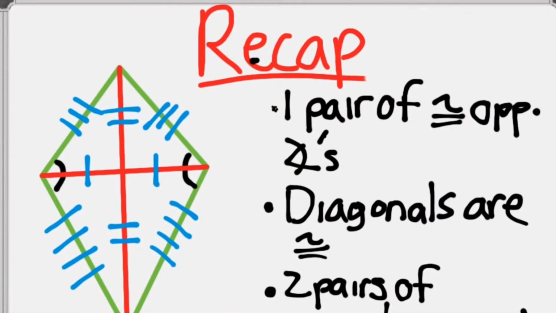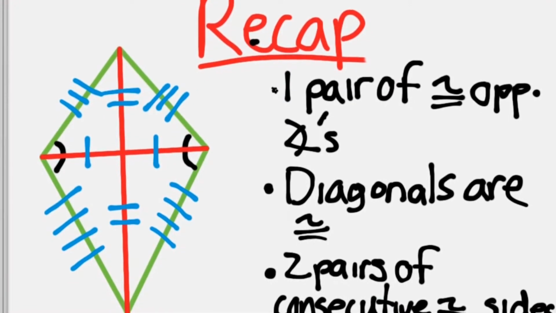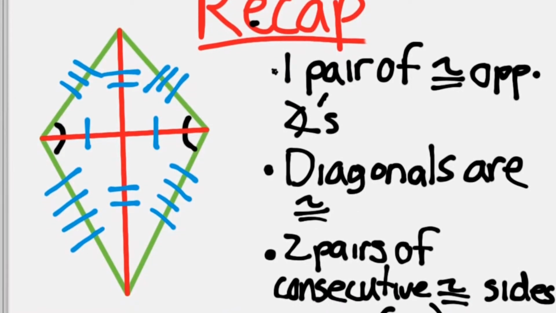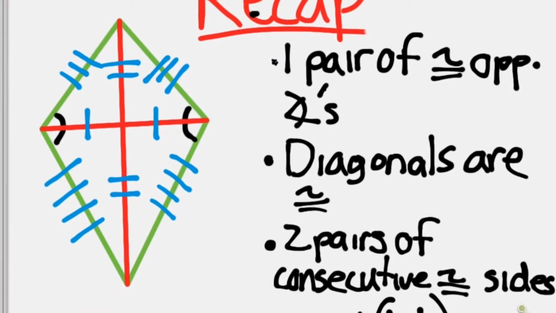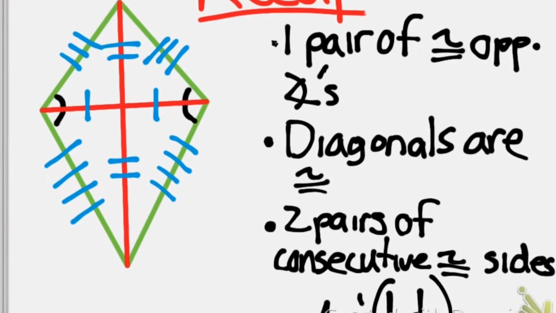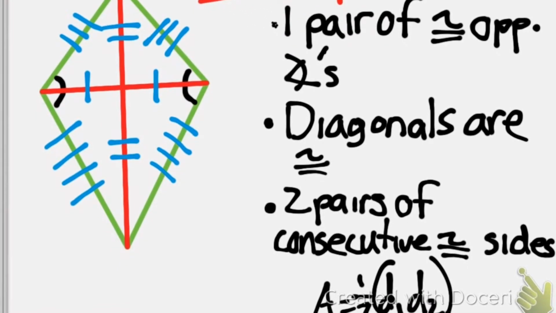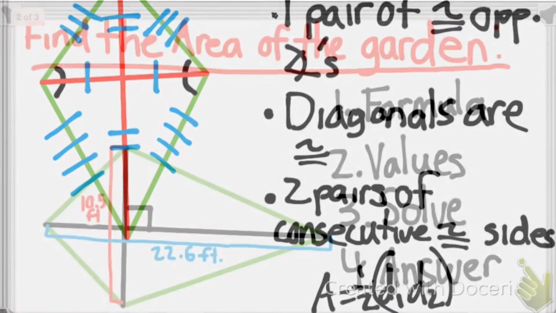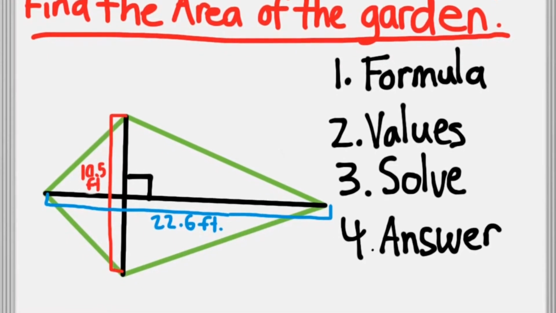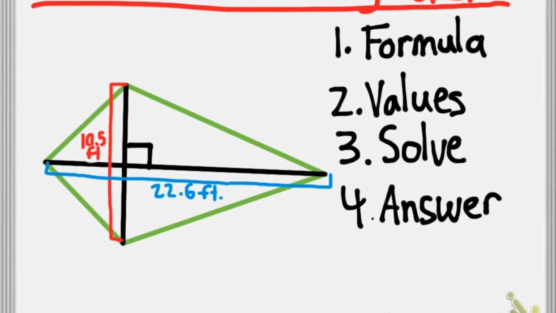To find the area of a kite-shaped garden, we'll follow much of the same process as before. Remember, a kite is a quadrilateral with one pair of congruent opposite angles, congruent diagonals, and two pairs of consecutive congruent sides. Also, remember the area of a kite is A equals 1/2 of the first diameter times the second diameter. With this in mind, let's review our steps. First, write the formula, then plug in the values. Next, solve the equation, and finally end up with your answer.